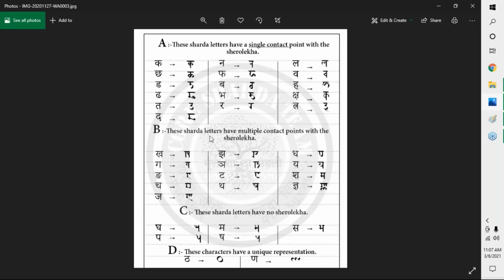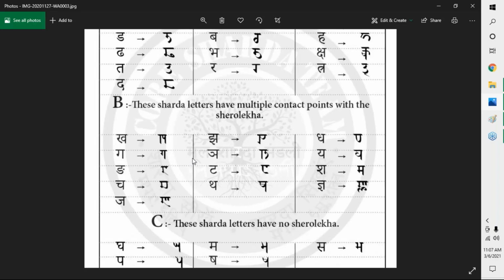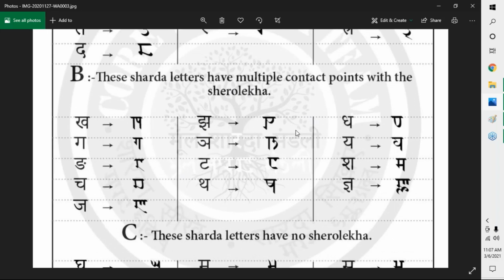I will show this as a practice. Then category B, those Sharda letters have multiple contact points with the Shirorekha. Multiple means 2 or more than 2. For example, Kha is touching the Shirorekha 3 times. If we expand it, you see 1, 2, and 3. Ga is 2 times. Nya is 2 times. Ya is 2. Sha is 2. Ja is 1, 2, and 3, so it is more than 2 times. So when we say multiple, it is more than 1, that means 2 or more than 2. So this is category B.